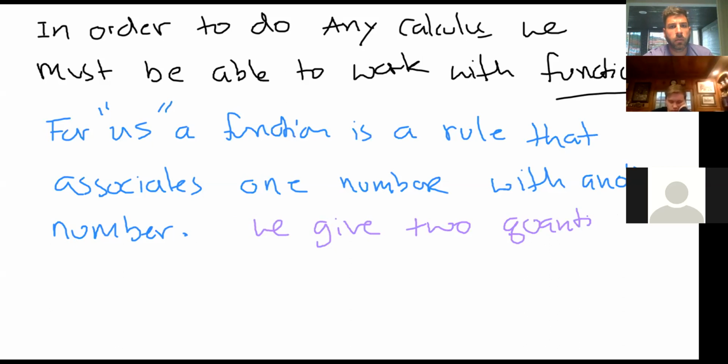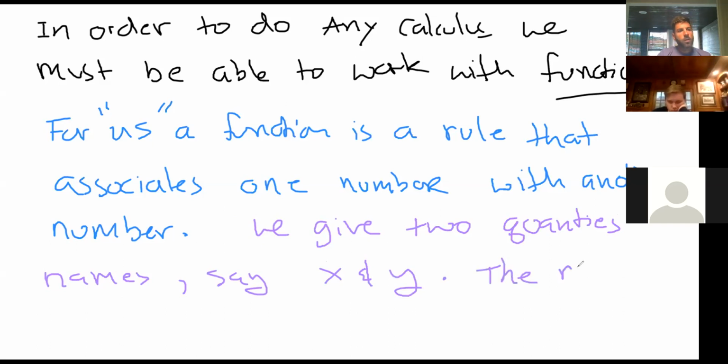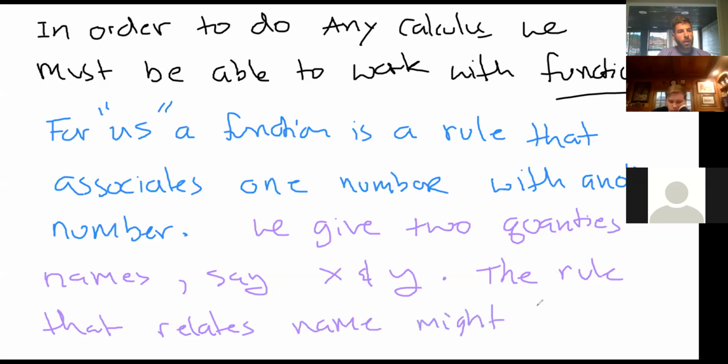So let's think of it this way. We give two quantities names. Say, you guys are familiar with this, X and Y. And then the rule that relates them might be named, I don't know, let's say F. F for function. So it's just like anything else. We give names to everything.